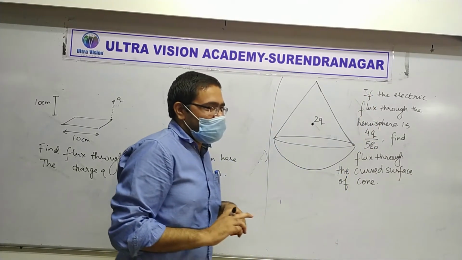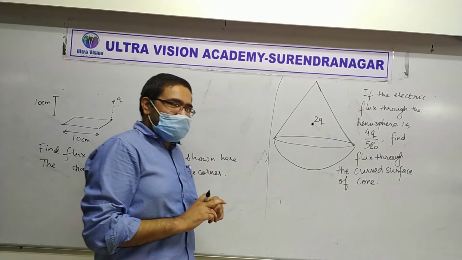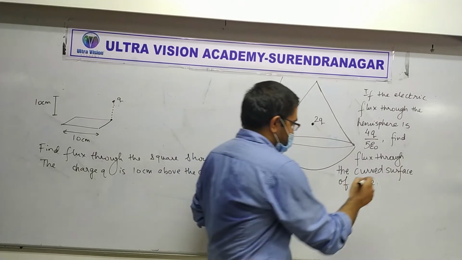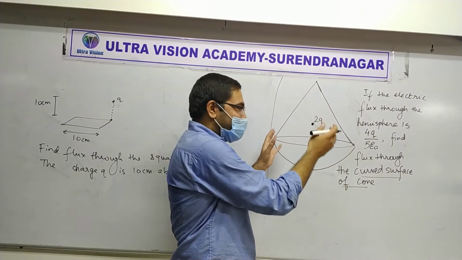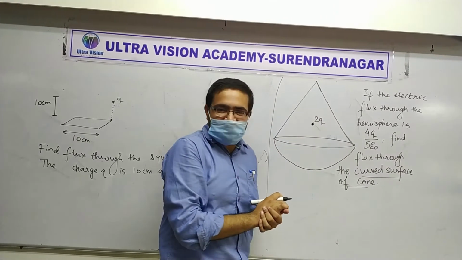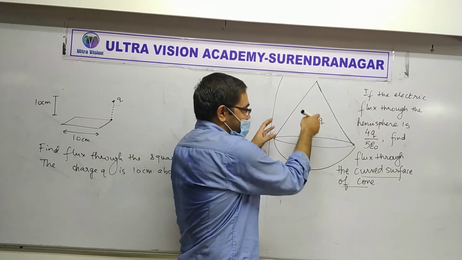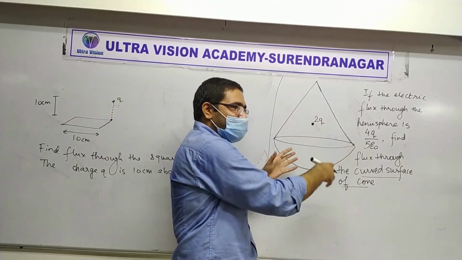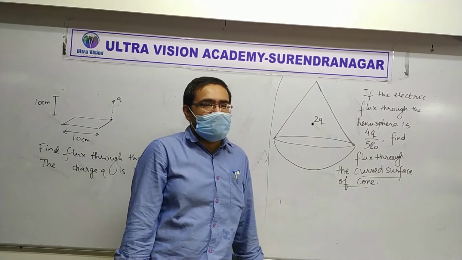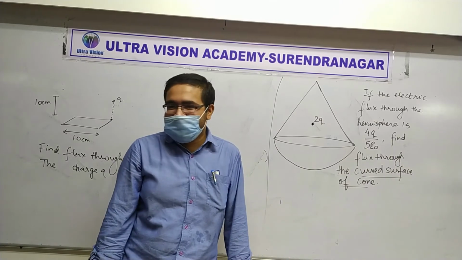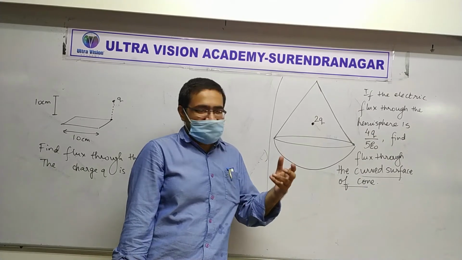2q by epsilon 0. Are you sure? We don't have to find the flux through the whole thing. Flux through the whole thing would be 2q by epsilon 0. Everyone realizes that? Because this is a closed surface and this charge is inside it. In fact, indirectly I have given you a hint. Would you like to think about it again?